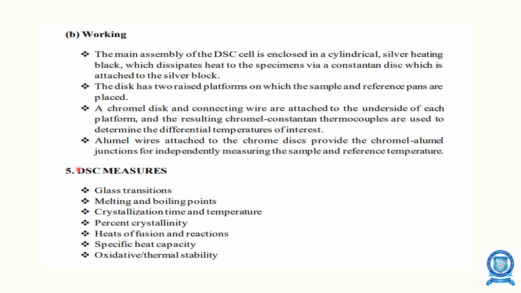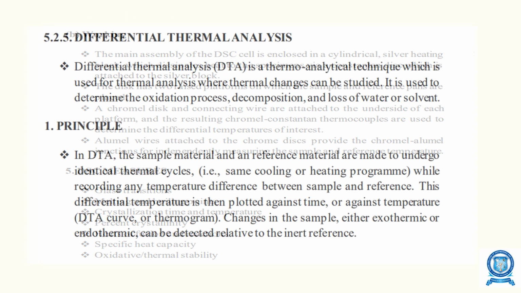The DSC measures the glass transition state, melting and boiling points of the particular material, then the crystallization time required for the material, percentage of crystallinity, then heats of fusion and reactions, and specific heat capacity. So these are the things we can measure by using differential scanning calorimetry.